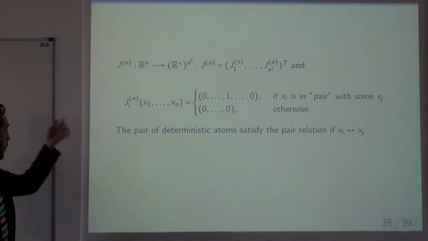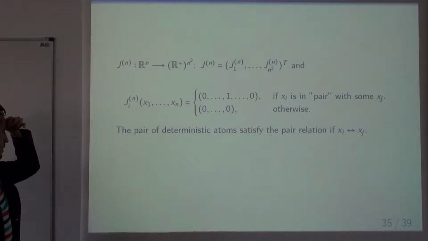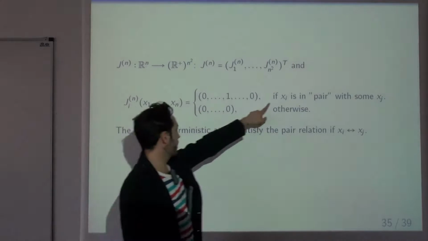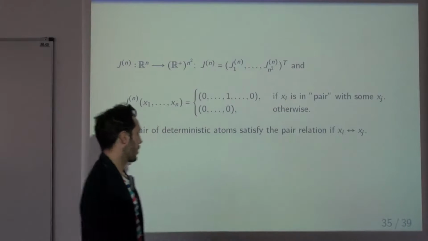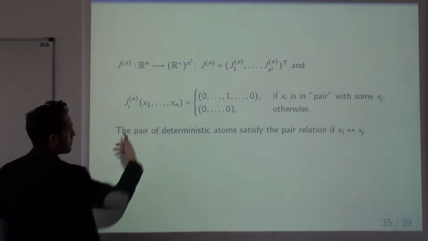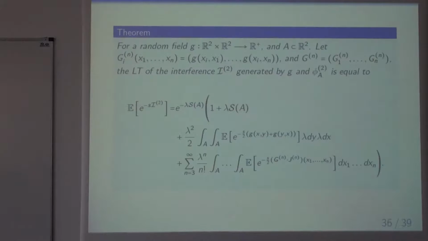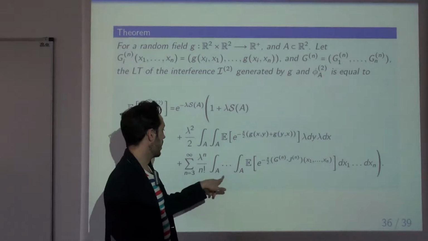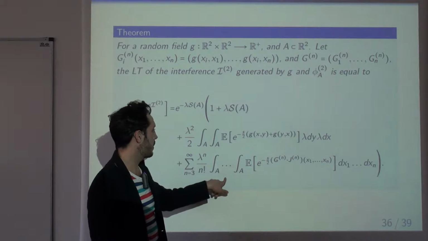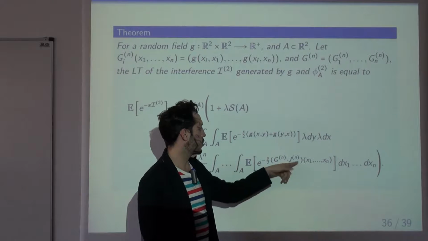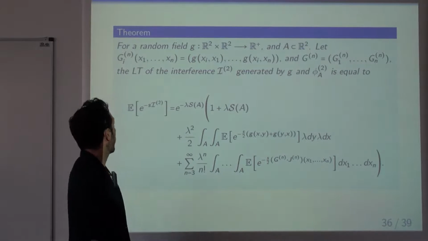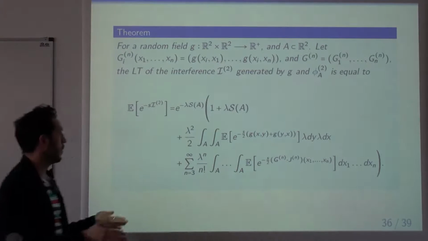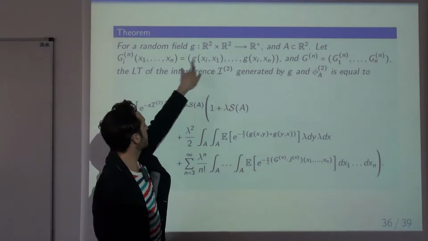Well, for phi 2, we do the same. This is an indicator of x a working in pair with some other point here. And we have a similar representation for the Laplace transform. And here we can see the uniform distribution of all points. And we only care about those points working in pairs, where G is the function given all the possible combinations of interference generated by these points.